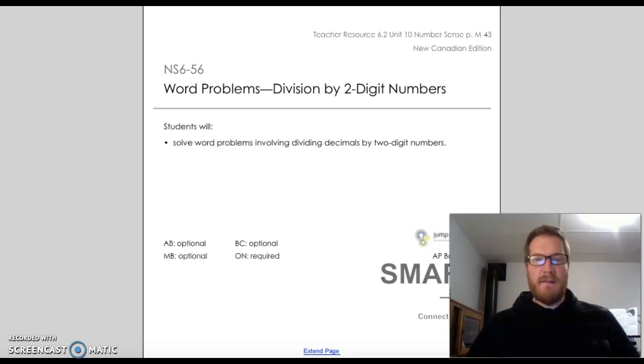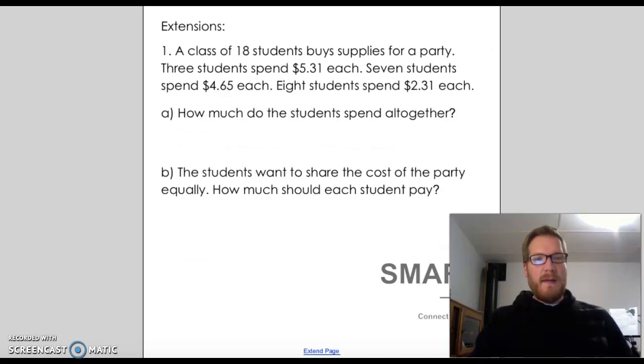Hopefully by the end of this lesson, you'll be able to solve some word problems involving dividing decimals by two-digit numbers. A few skills you need to have down as we work through this: first, to divide multi-digit numbers by a two-digit number using the standard algorithm, which just means using long division if you need to. Secondly, to know how to divide decimals by whole numbers, and thirdly, to know how to multiply decimals by whole numbers. Those are the skills that we're going to need. So let's get into some word problems together.